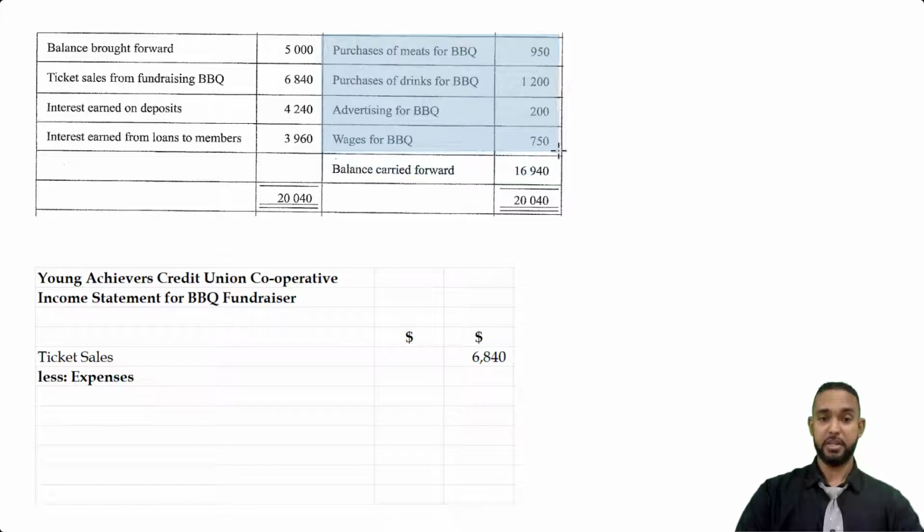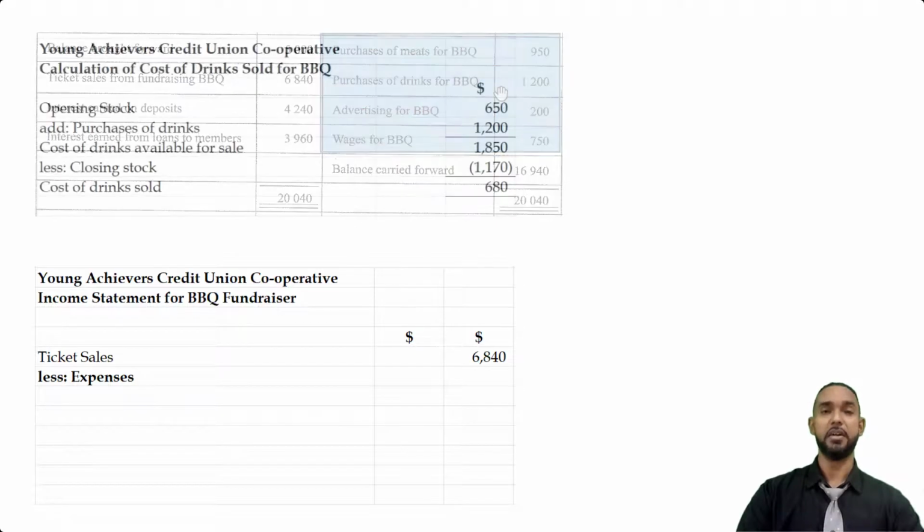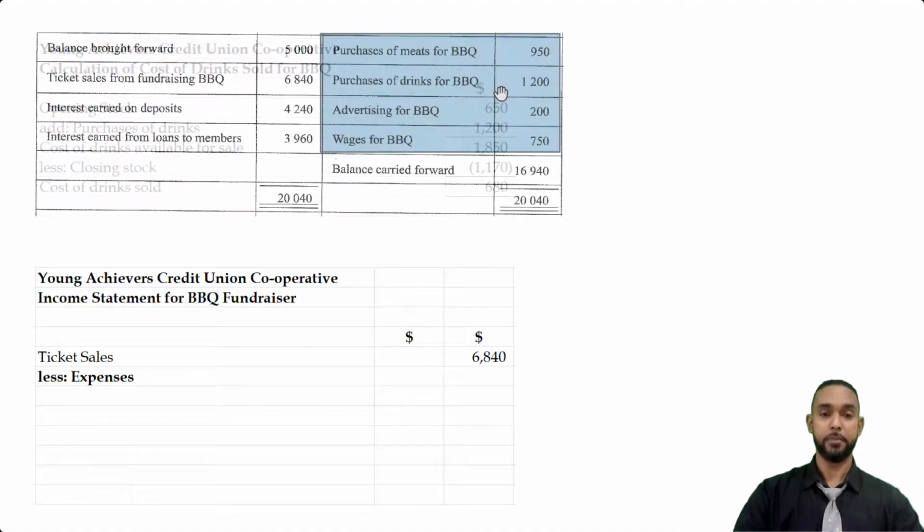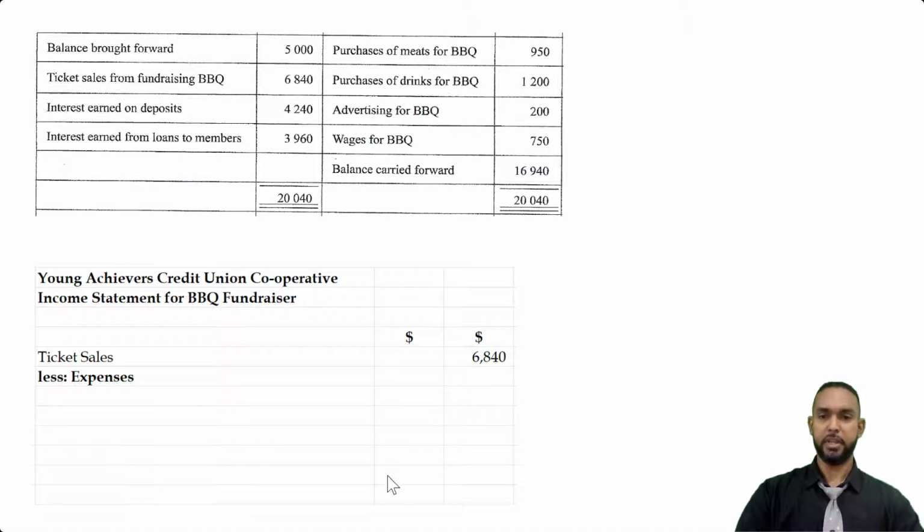So actually I'm seeing everything here is barbecue related, but one thing you have to remember, the purchase of drinks for the barbecue, that is not the actual amount. Well, that's the amount spent, but it is not the expense incurred. That's why we did part one, the cost of the drinks sold. So let's just populate the expense section for this statement here.